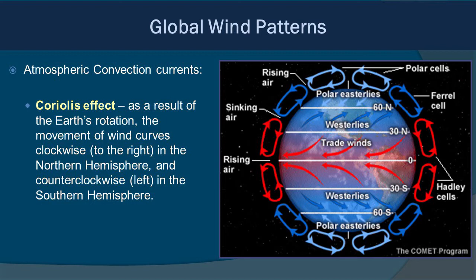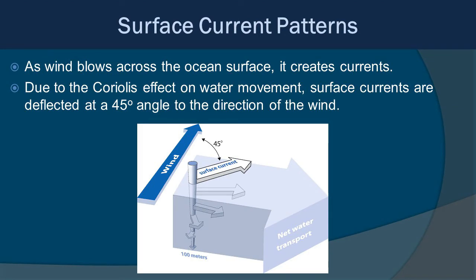In fact, we call them the trade winds because they would actually bring Europeans over to the New World, right, to North America. And the westerlies would bring them back to Europe. So we've used these for much longer than you might think. Now, as wind blows across the surface of the ocean, it creates currents. Essentially, it's pushing the water in that direction.